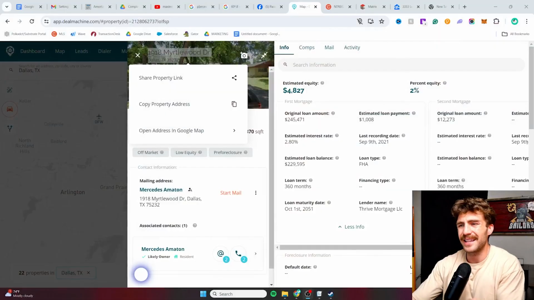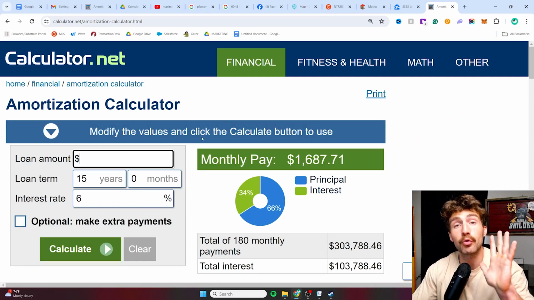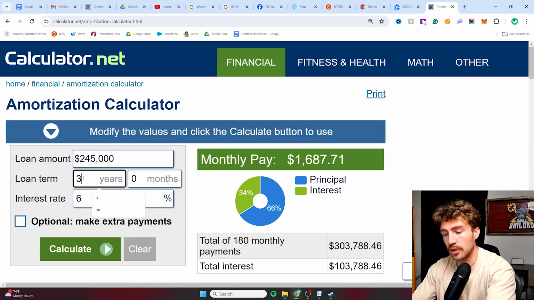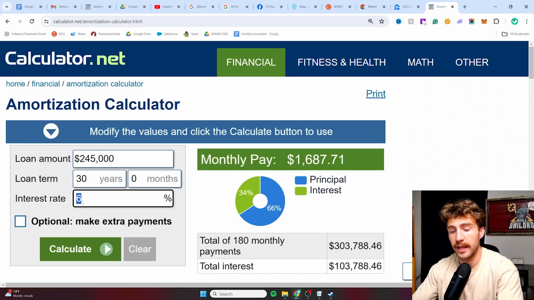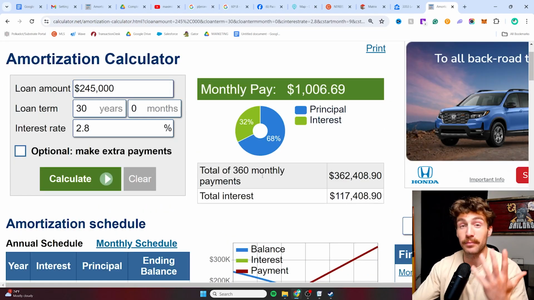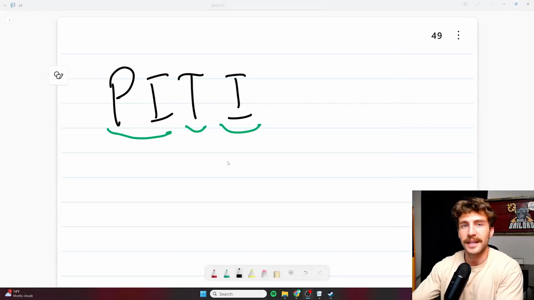But let's say that you don't have a software like Deal Machine. What you're gonna wanna do is use an amortization calculator. Put the original loan balance, not the current loan balance, guys, the original loan balance, the loan term, AKA the amortization, and then put the interest rate. Now just click calculate, and it's telling us that the principal and interest is $1,000. Good job, Deal Machine.